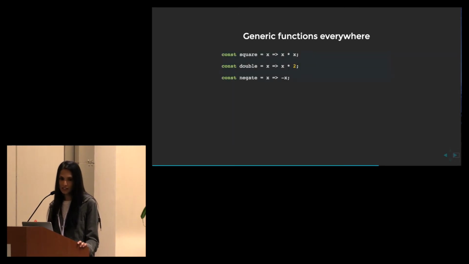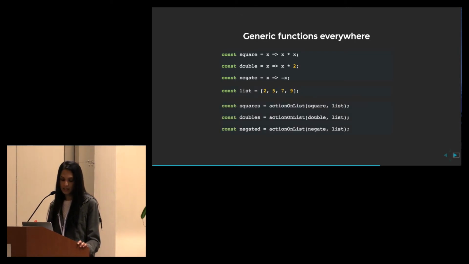Then you can start to create generic functions everywhere. You can also square values, double values, negate values, and pass any list. And you can use a generic action on list function and pass any of your action functions in and a list and get your responses.